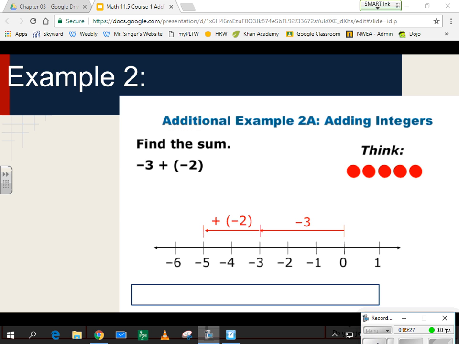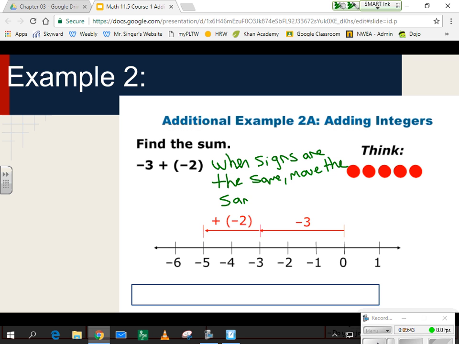The other thing you'll see here, too, is that when signs are the same, move the same direction. And what do I mean by that?